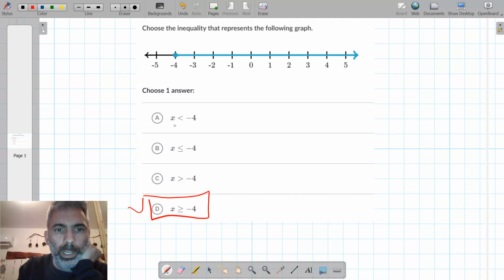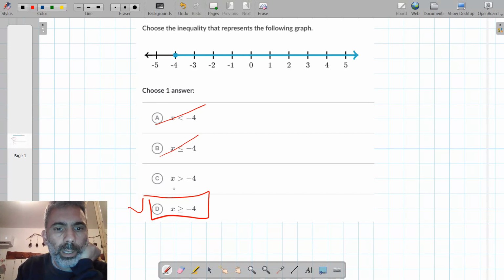Okay, x is less than -4. This is not correct because x is less than -4 means that the direction of the arrow should be to the left and not to the right. And here the colored numbers are to the right of -4, which means each value of x is greater than -4. So this is not correct. This is also not correct because x is less than or equal to -4, which means that the colored arrow should go to the left and not to the right.